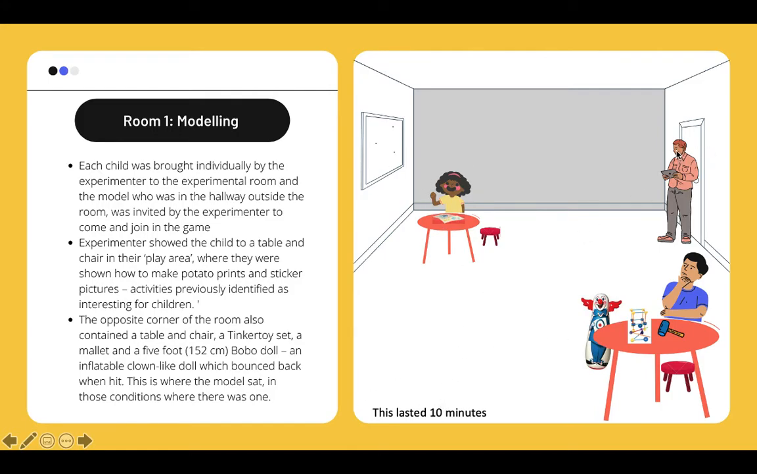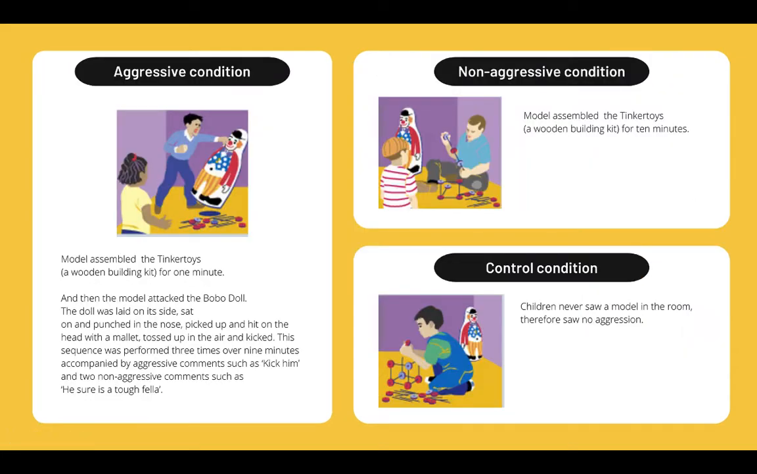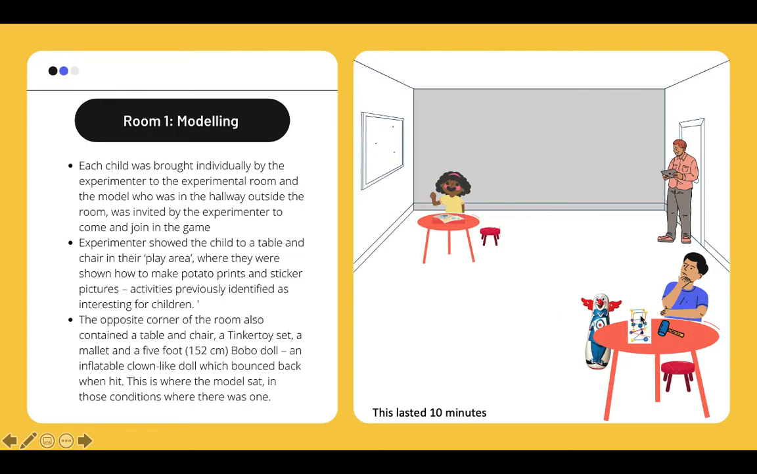During this time, the experimenter is in the room, because we don't want her to feel uncomfortable, scared. So the experimenter is in the room, but he makes himself busy by doing paperwork, basically trying not to pay attention to her. Okay. So what was the model doing in this 10 minutes?